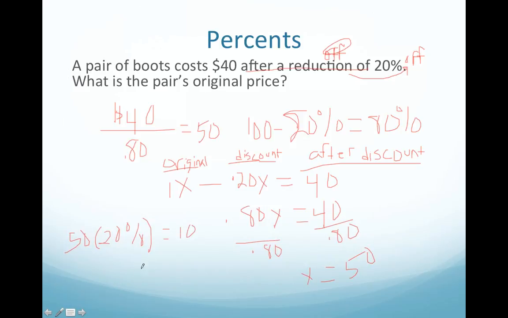Then you can take $50 minus $10, and you end up with 40. Okay, so that's how we verify it. Because at the end of the day, when you take out the 20%, it's got to come back up to the price of what the boots cost.